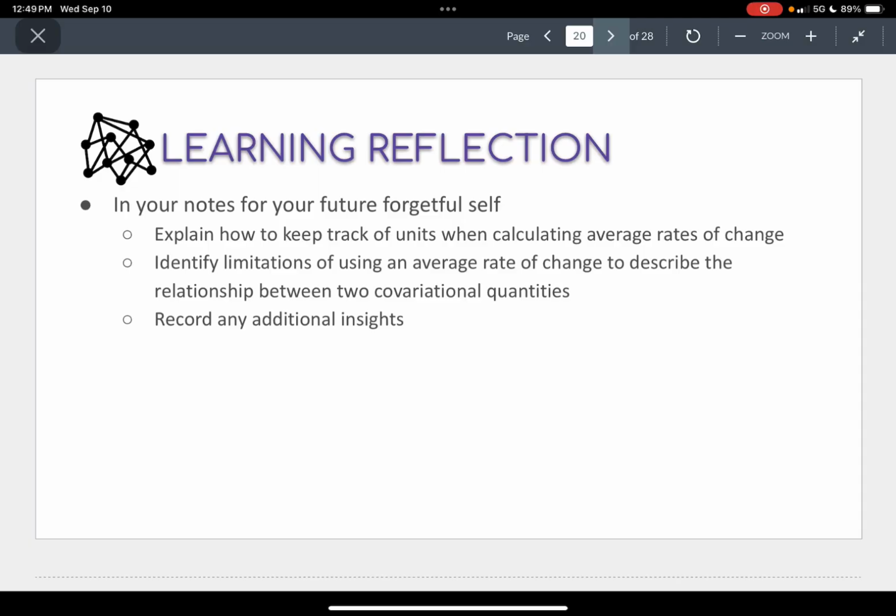Learning reflection. In your notes for your future forgetful self, explain how to keep track of units when calculating average rates of change. Identify limitations of using an average rate of change to describe the relationship between two covariational quantities, and record any additional insights. Pause the video and record your learning reflection.